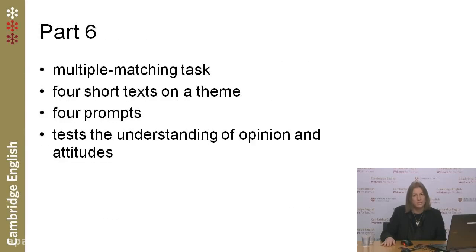Part 6 is a multiple matching task. Candidates have to read 4 short texts on a related theme. There are 4 questions which take the form of prompts, and they have to match each prompt to one of the texts. However, this is a complex matching exercise in that each prompt relates to the opinions and attitudes expressed in more than one of the texts. So first of all, the candidate has to understand the opinions and attitudes expressed in each text, and then they have to identify how the opinions and attitudes in the other texts are similar or how they differ.